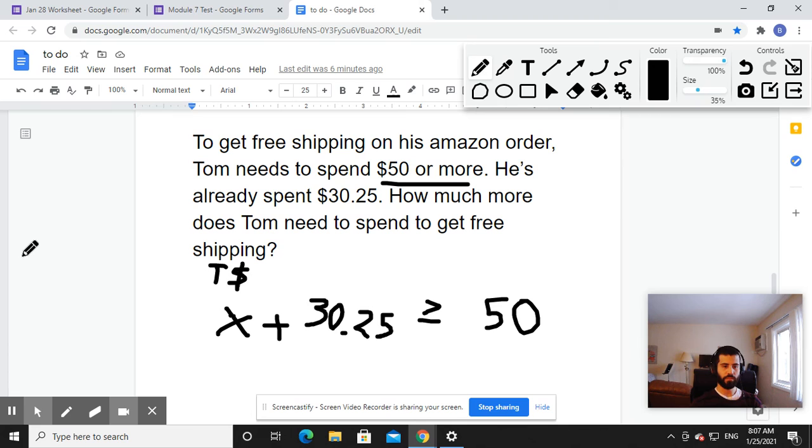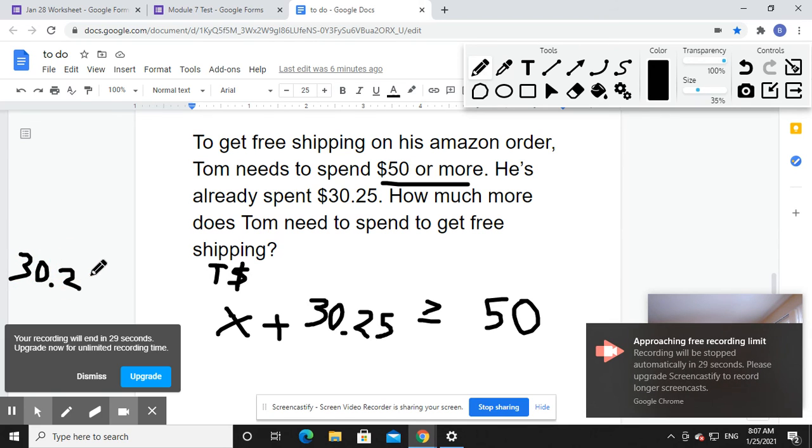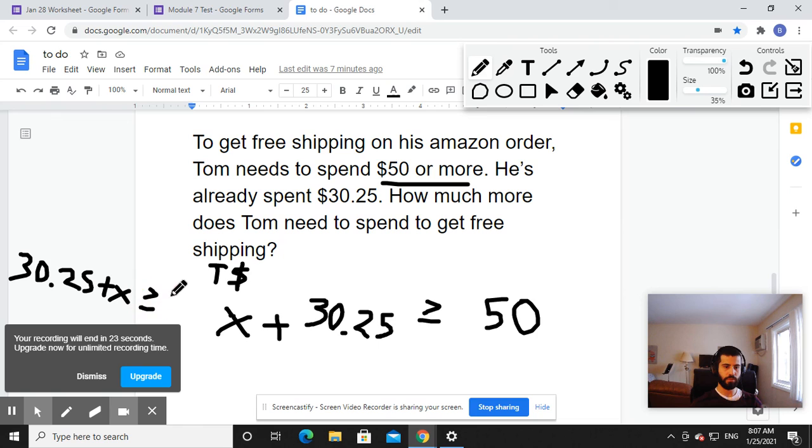And you could also write it, again, it doesn't matter if the variable comes first or second. You could write it like this, plus x greater than or equal to 50. And you would solve this just the same as any other. You need to subtract 30.25 from both sides, and you would end up with, I believe, 19.75. x must be greater than or equal to 19.75.